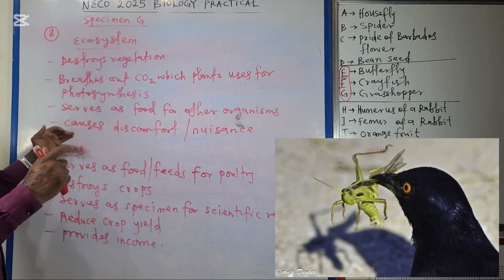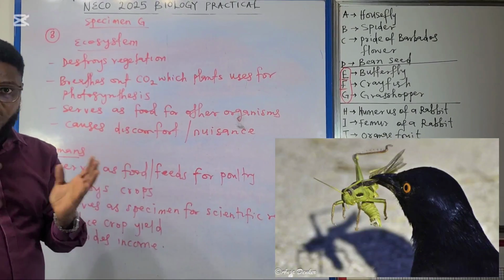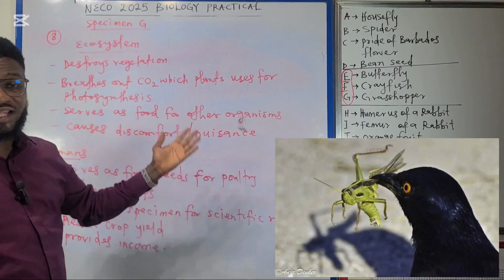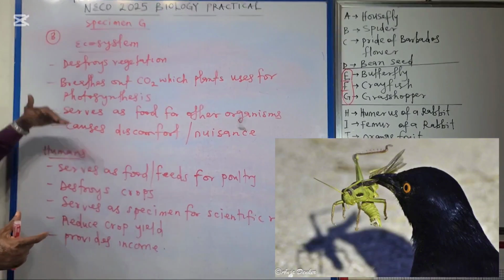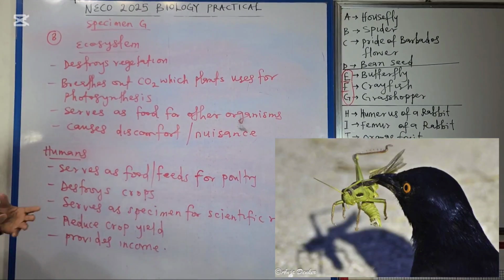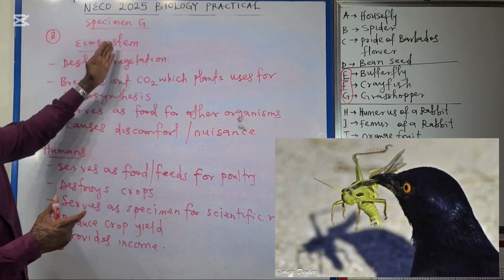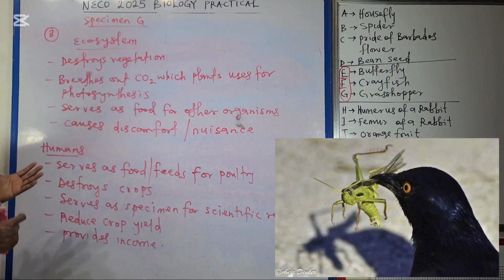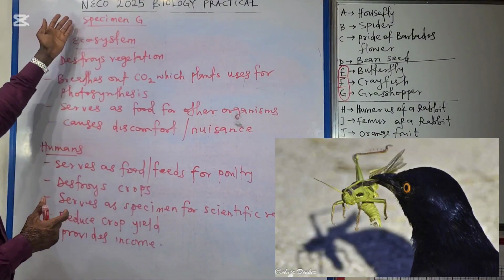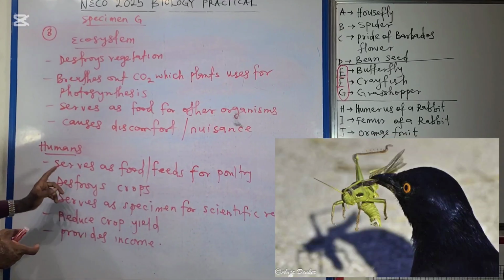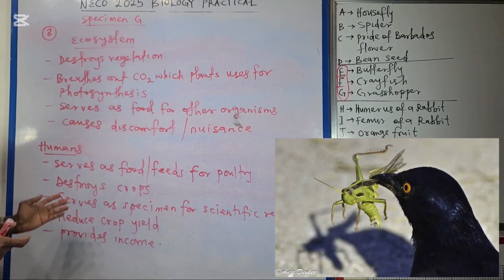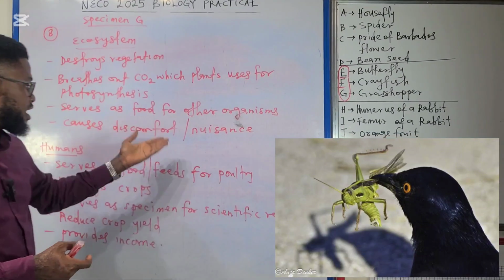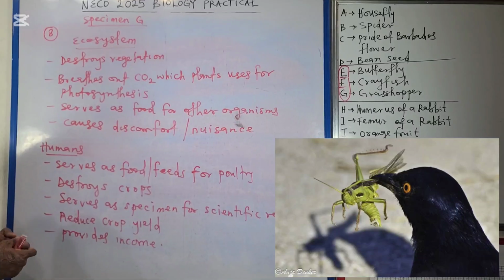Also, you can imagine when grasshoppers are flying around where we are, it causes discomfort or nuisance in the ecosystem. So we can just about pick anyone that goes well with us. These are the economic importance of grasshopper specimen G to its ecosystem. Now, what are the economic importance of grasshopper specimen G to humans? The first one is that it serves as food or feeds for poultry. Yes, grasshopper is being fed to broilers, to layers, to poultry, as food or feeds.